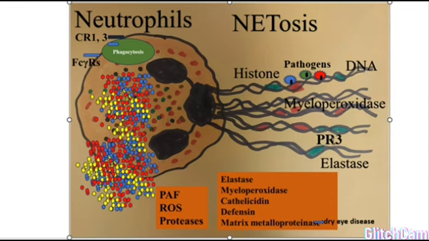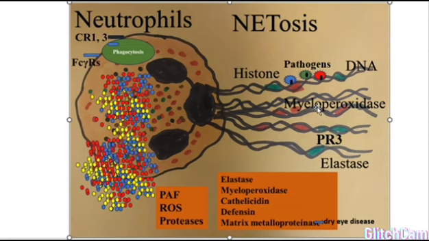myeloperoxidase and proteinase 3, and these are hidden, cryptic antigens, so they should not be seen by the immune system, but due to the modification of the chromatin and expression of these fibers, they will come out.